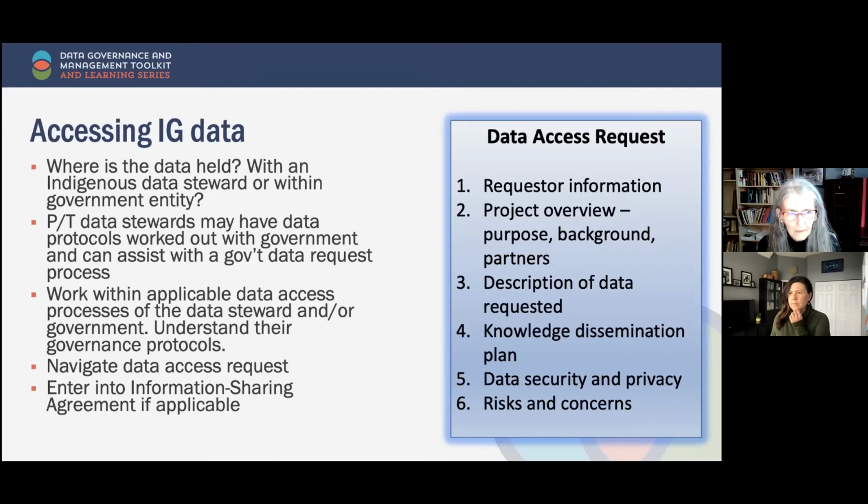And then the nice thing, when I said that the Indigenous data steward or the First Nations or Inuit one, whatever, may have done some heavy lifting, they'll probably have an information sharing agreement already established for the data that they have. And so you can kind of come in underneath that when you request data. But if not, then yes, you're going to probably have to enter into an information sharing agreement, which is on the next slide.